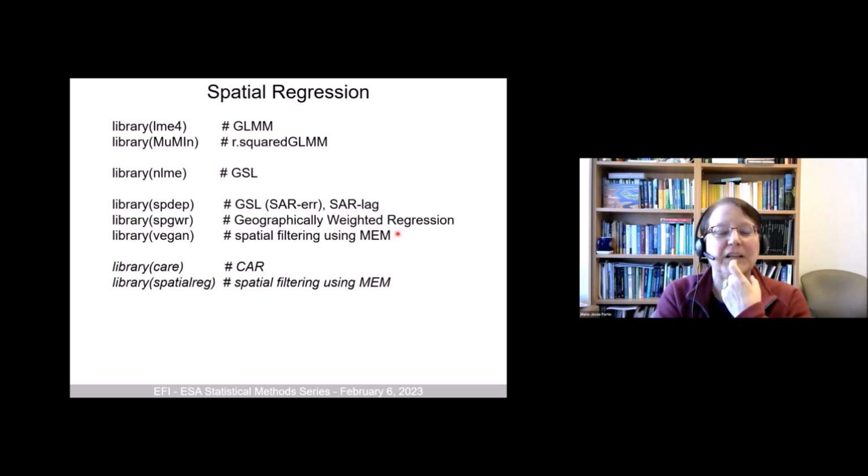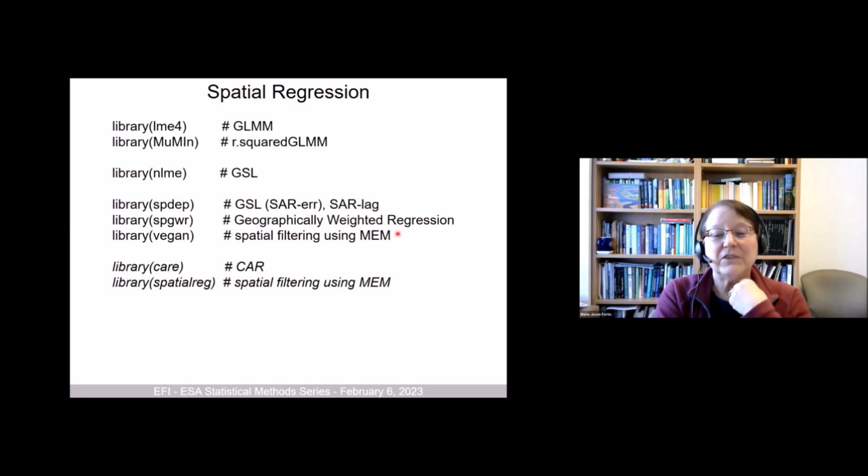dyslexic. I just realized I inversed the S and the L. Sorry about that. I will correct that. So it's generalized linear square analysis. Then there's the library SPDev that has those wonderful ways to do the generalized least square methods, that is for autoregressive error or autoregressive lag.